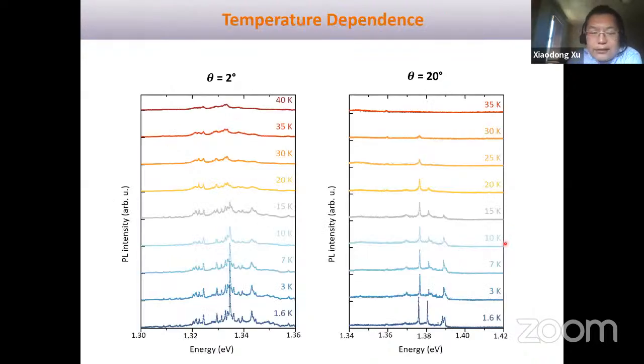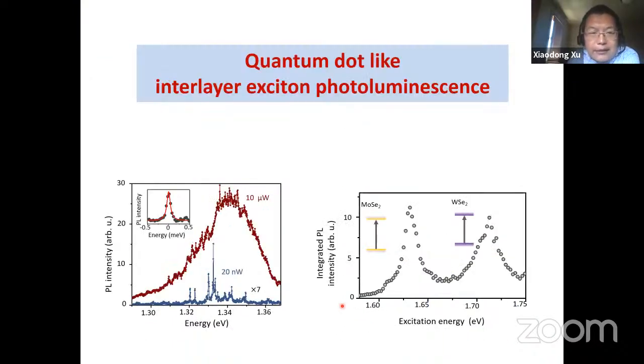And we can do temperature-dependent measurements. These narrow lines will disappear at high temperature, which is consistent with thermal dissociation effects. So all the measurements we show here basically show we do have quantum-dot-like interlayer exciton photoluminescence.